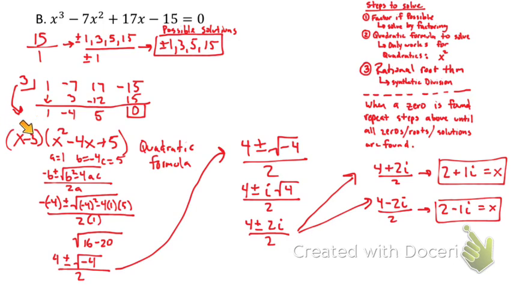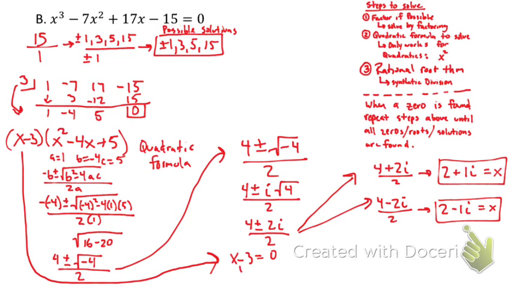We can't forget about this part. It's factored all the way through, so we're going to put it equal to 0. If we solve for x minus 3, we have x minus 3 equal to 0, add 3 to both sides, and x is going to be equal to 3. And now we have our solutions. We have 2 complex solutions and 1 rational solution.